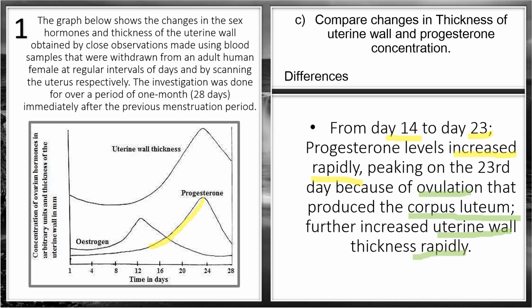So when there is a high production of progesterone, we also see a faster increase in the uterine wall thickness, because of the production of the corpus luteum, and the corpus luteum produces more progesterone, and this is what causes the increase in the uterine wall thickness.